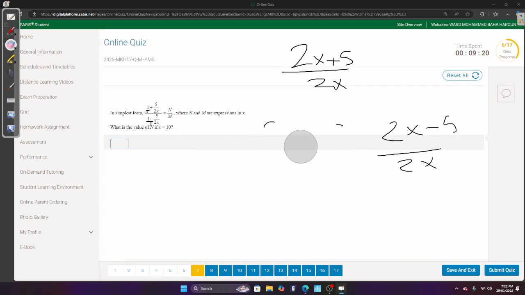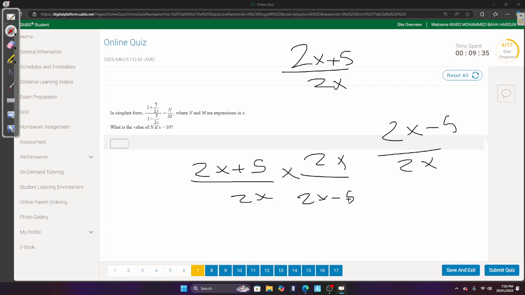We found the two fractions, okay? Now, we're going to do KCF because it's division. You see the long line? It's division, okay? So we're going to do 2x plus 5 over 2x times 2x over 2x minus 5.